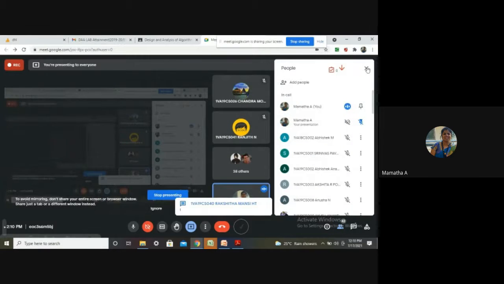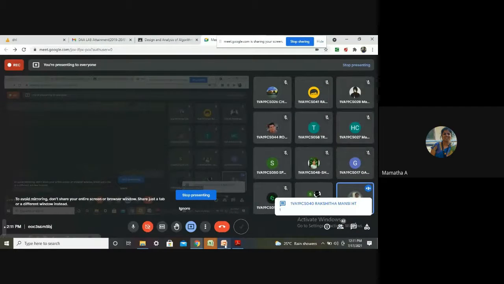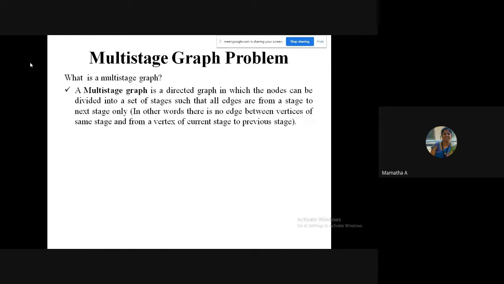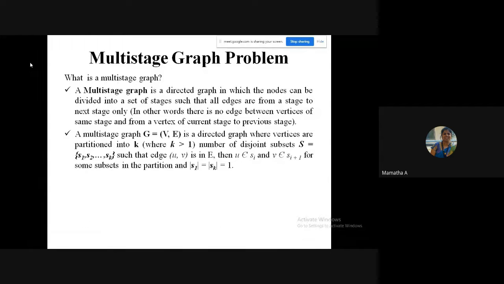Yes, 1. So the number of vertices in stage 1 will be 1. Similarly, the number of vertices in the kth stage, the last stage, is also 1. So the first stage and the last stage will both have only one vertex. And you might ask me, how do I number the stages? The stages are numbered from left to right. So left will be the first one, right will be the last stage.